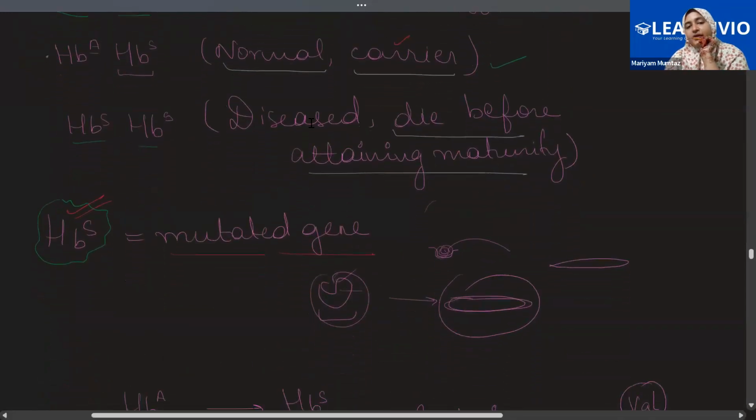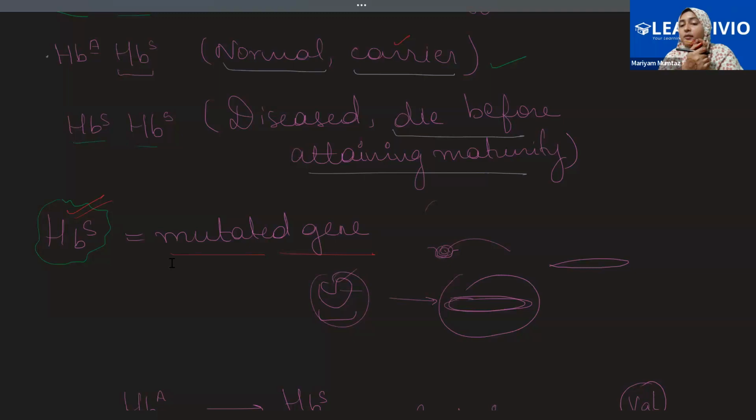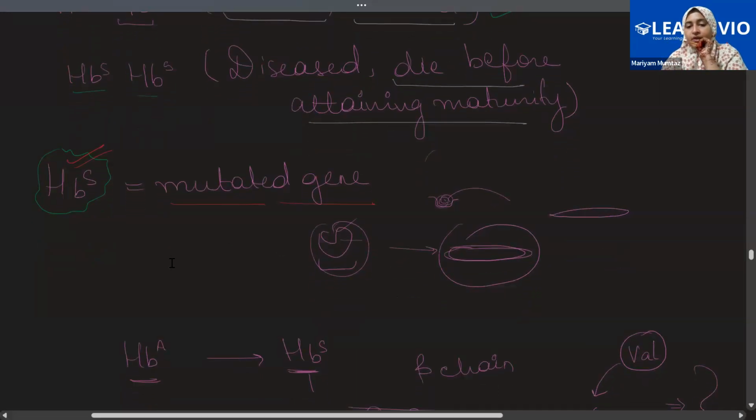Then comes HbS and HbS. So here the person is diseased and they die before attaining maturity. Now this HbS is a mutated gene, meaning mutation took place over here. Now if you might remember, we talked about substitution mutation, wherein a purine was being substituted by a purine, called transition. Pyrimidine was being substituted by a pyrimidine, called transition. But when a purine was being substituted by a pyrimidine, we called it what? Transversion, right? We have studied this mutation.